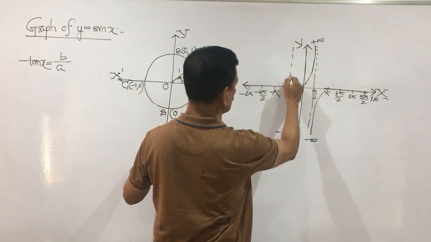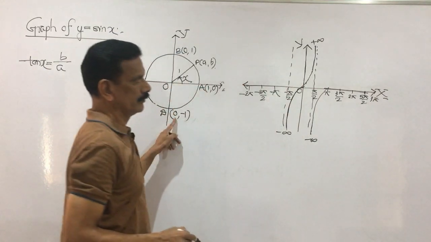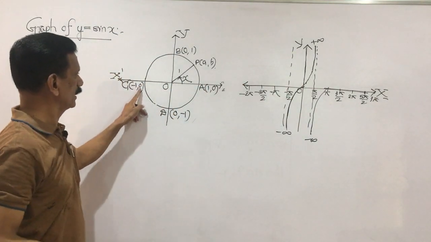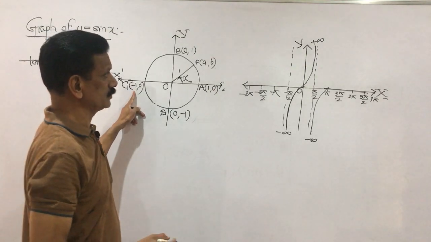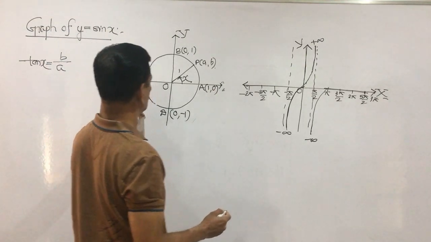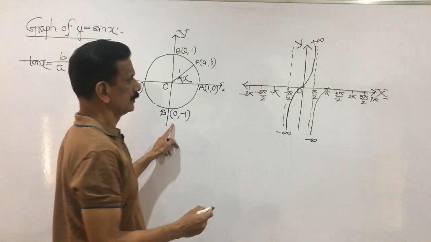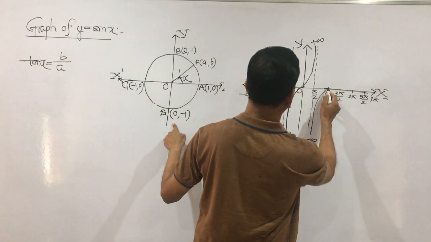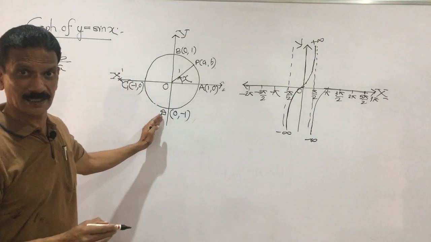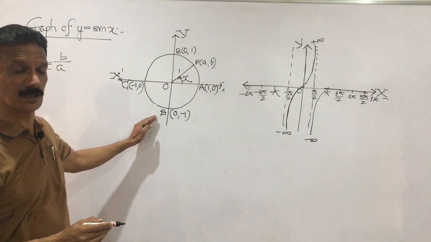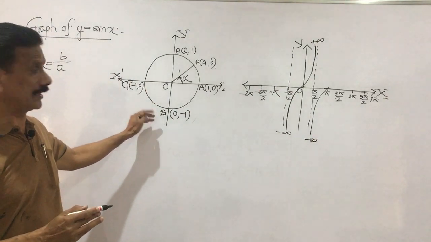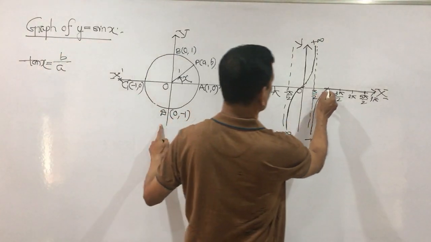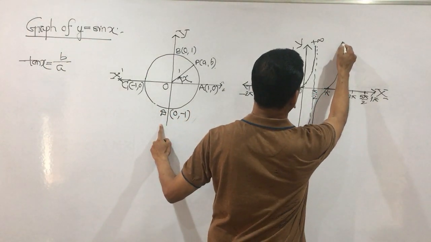This is minus pi by 2, and when we have pi, what you are getting? 0 by minus 1 means it becomes 0. And when it becomes 3 pi by 2, what value does it become? Because which quadrant is it? Third quadrant, and in the third quadrant tan is positive. Tan is positive means it goes to plus infinity.